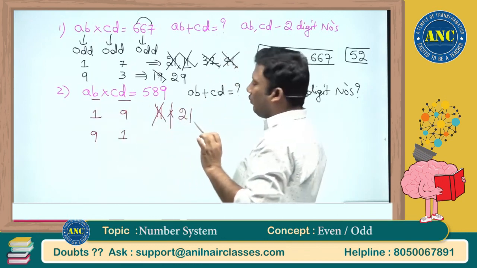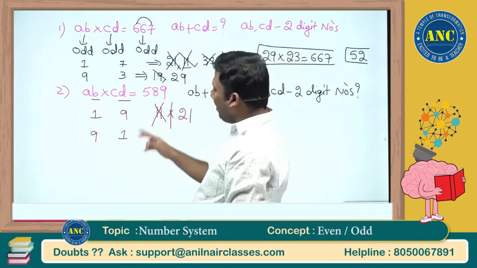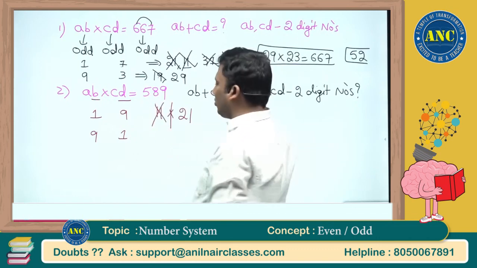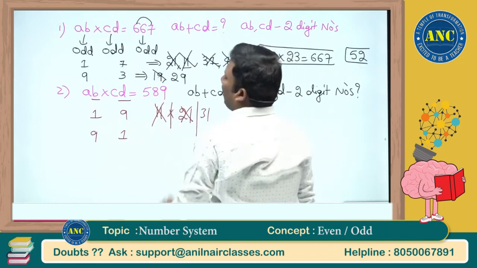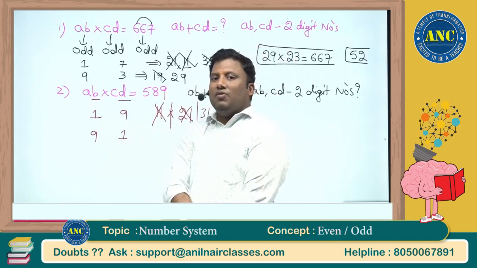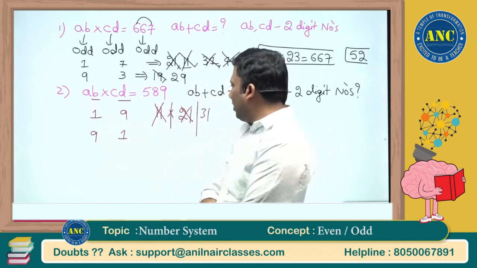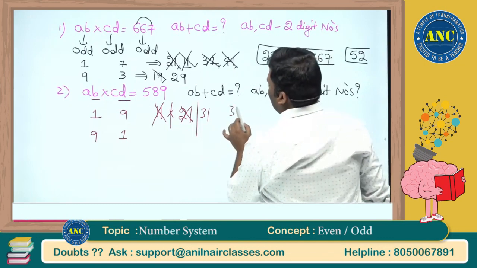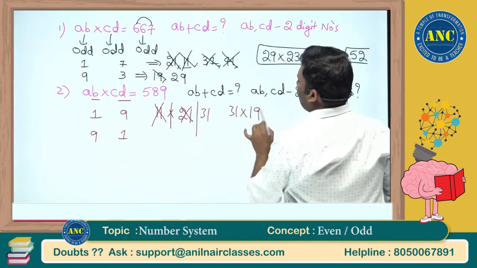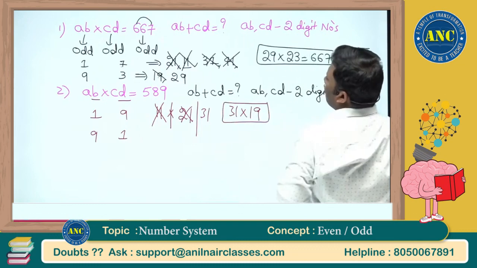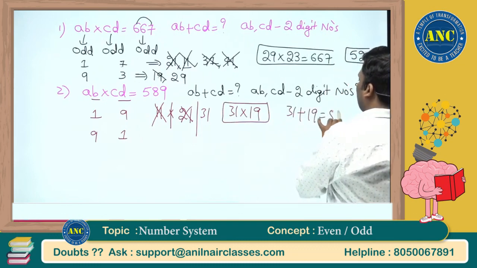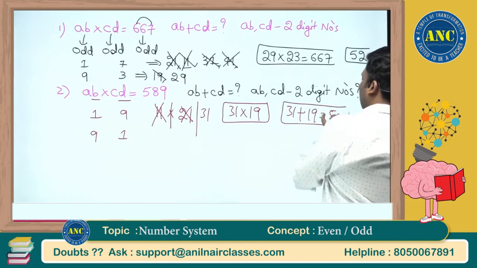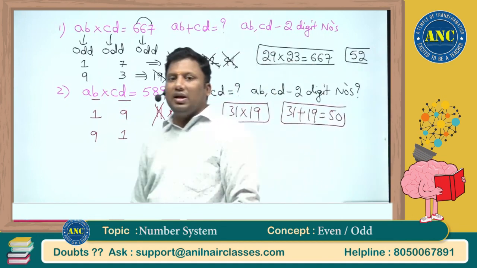2-digit number ending with 1. 21 is divisible by 3. 5 plus 8, 13, 22. Not possible. Next is 31. 31 ones are 31, which is 279. 279 it is into 19. 31 into 19. So 31 plus 19, answer is 50.